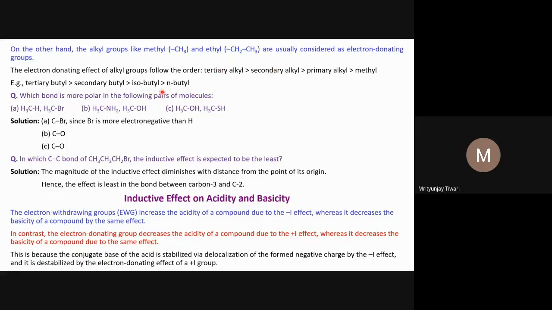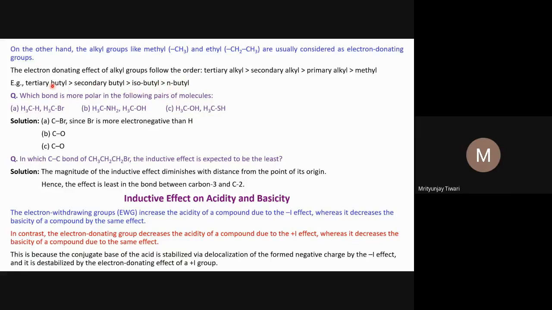The electron donating effect of alkyl groups follows this order: the tertiary alkyl group has the highest electron donating tendency, then the secondary alkyl group, then the primary alkyl group, then the methyl group. So the order is tertiary butyl, then secondary butyl, then isobutyl, then n-butyl.